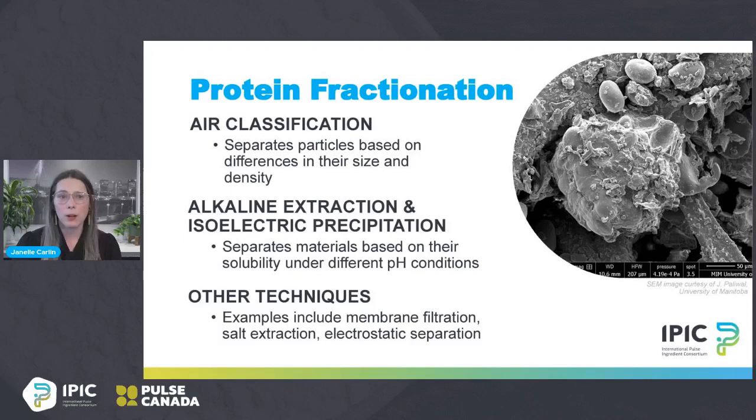We're also using something called alkaline extraction and isoelectric precipitation, which uses the solubility of these individual components in various alkaline and acidic pH conditions in order to selectively precipitate and solubilize the material. So you can get, by this method, much higher purity levels than using that dry method of fractionation.